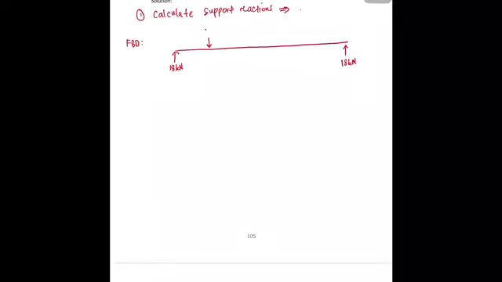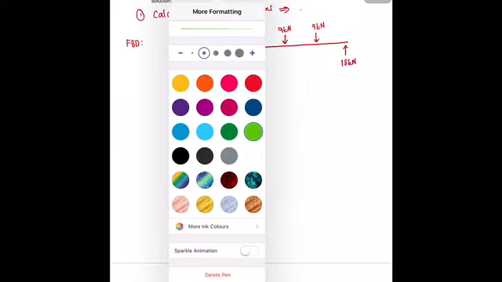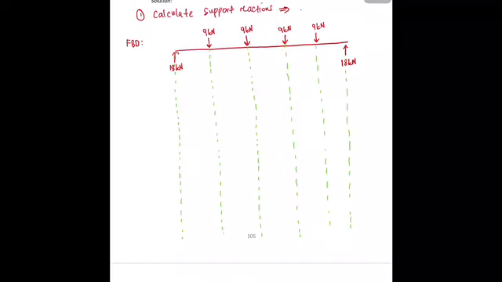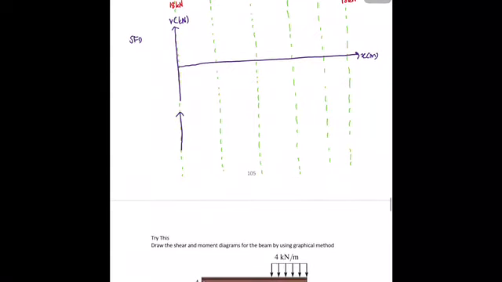Then you have point load. Without any cutting of the segment, straight away you can draw the shear force and bending moment diagram. First you draw the dotted line at each segment. Use your ruler. And then draw the axis. This is the shear force diagram. Put the labels. Same goes to the bending moment diagram.